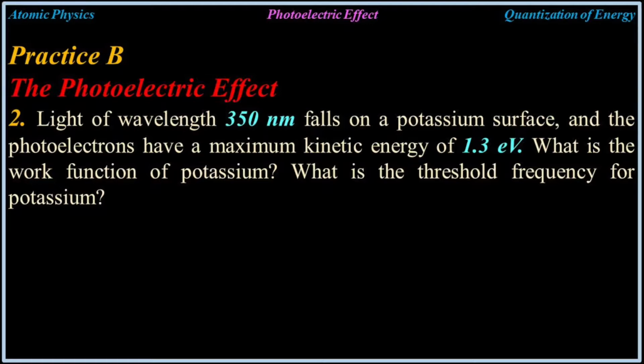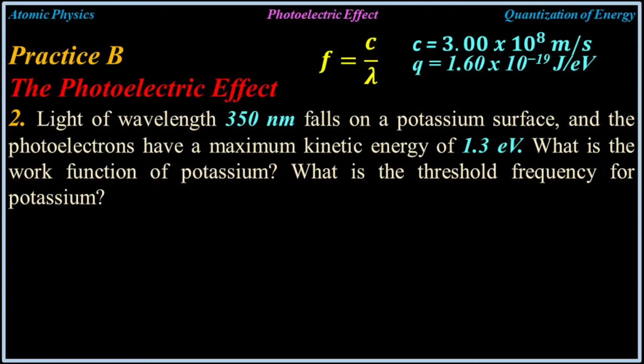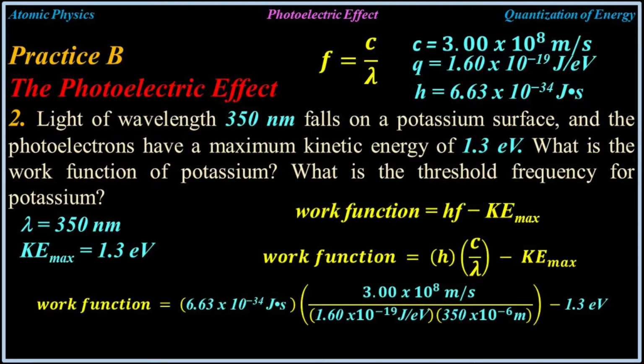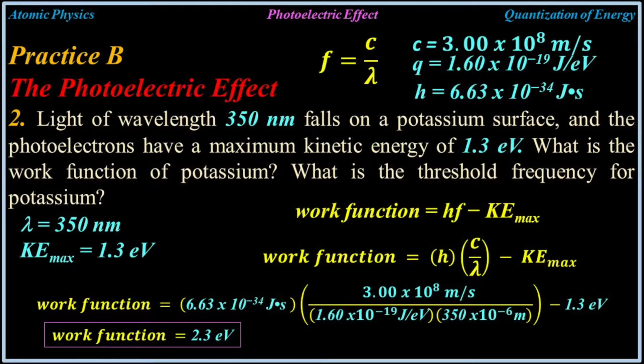Light of wavelength 350 nanometers falls on a potassium surface, and the photoelectrons have a maximum kinetic energy of 1.3 electron volts. What is the work function of potassium? What is the threshold frequency for potassium? All right, don't forget to change the nanometers to meters. Don't forget to put in the correction factor for the electron volts. There's the equation for frequency, the speed of light, charge of an electron or proton, and Planck's constant. Here's the work function. And that's it, 2.3 electron volts.